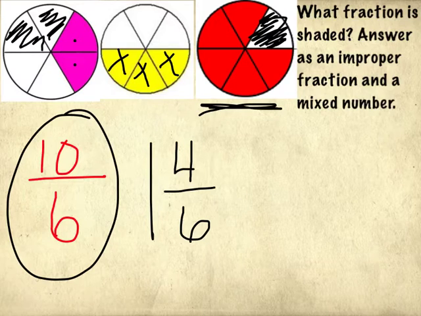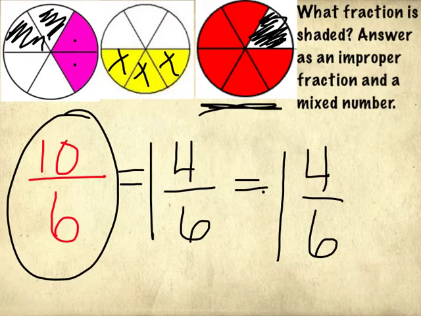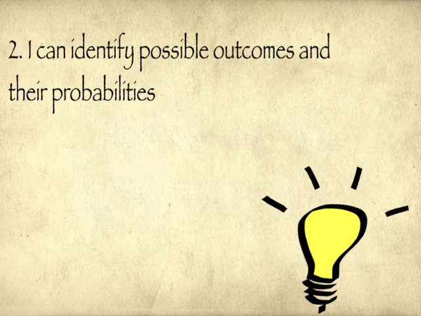The other way I can do that is by looking at my mixed number. So how many groups of 6 are in 10? 1. How many leftovers will there be? 10 minus 6 is 4. 1 and 4 sixths. Same answer. And these are, of course, all equivalent. So you've done that before, so that shouldn't have been too tricky.